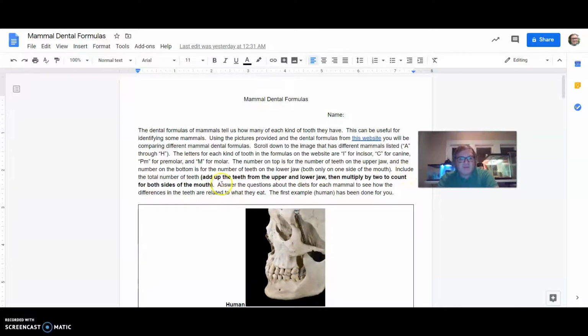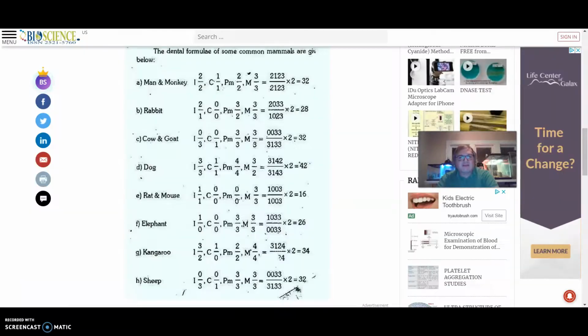Include the total number of teeth as well on your chart. All you have to do is add up the teeth from the upper and lower jaw, then multiply by 2 to count for both sides of the mouth. You can double check your answer because each one of these, the very last part here, is going to have the number of total teeth. So again, they have the parts listed out like 2, 1, 2, 3 for top and bottom on human teeth. So the sum of all those times 2 is 32.